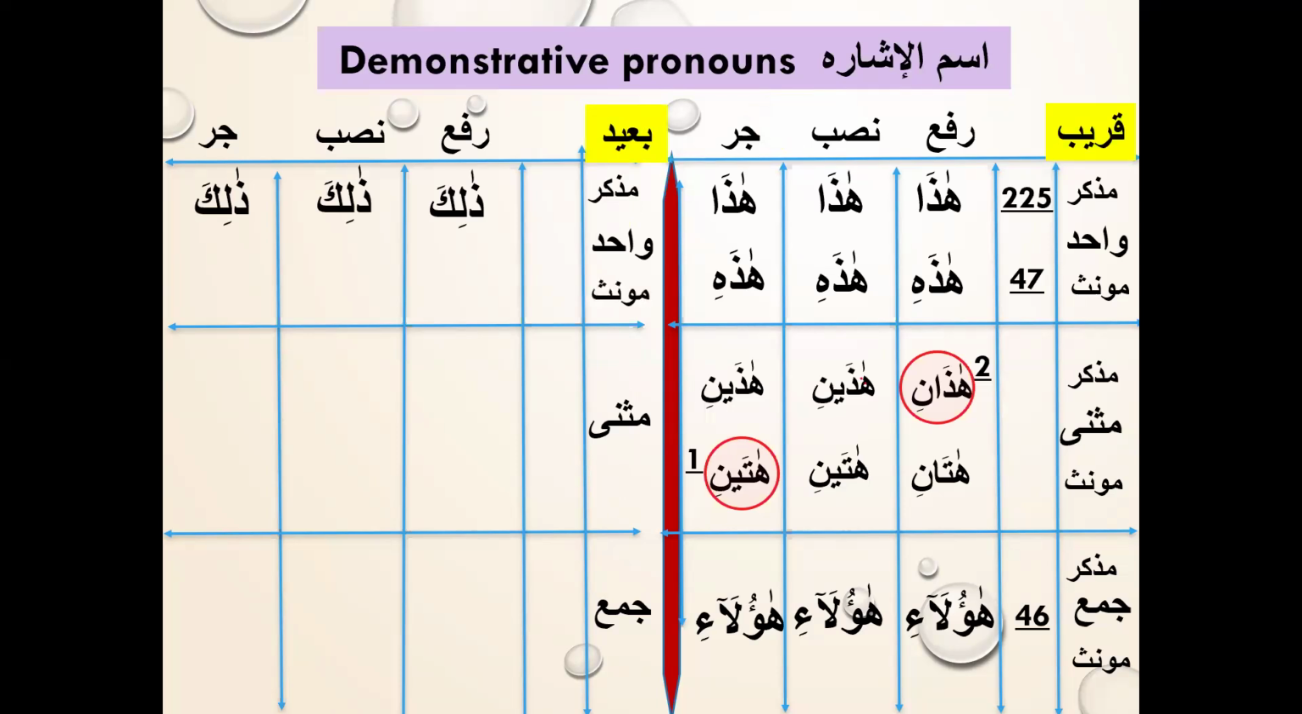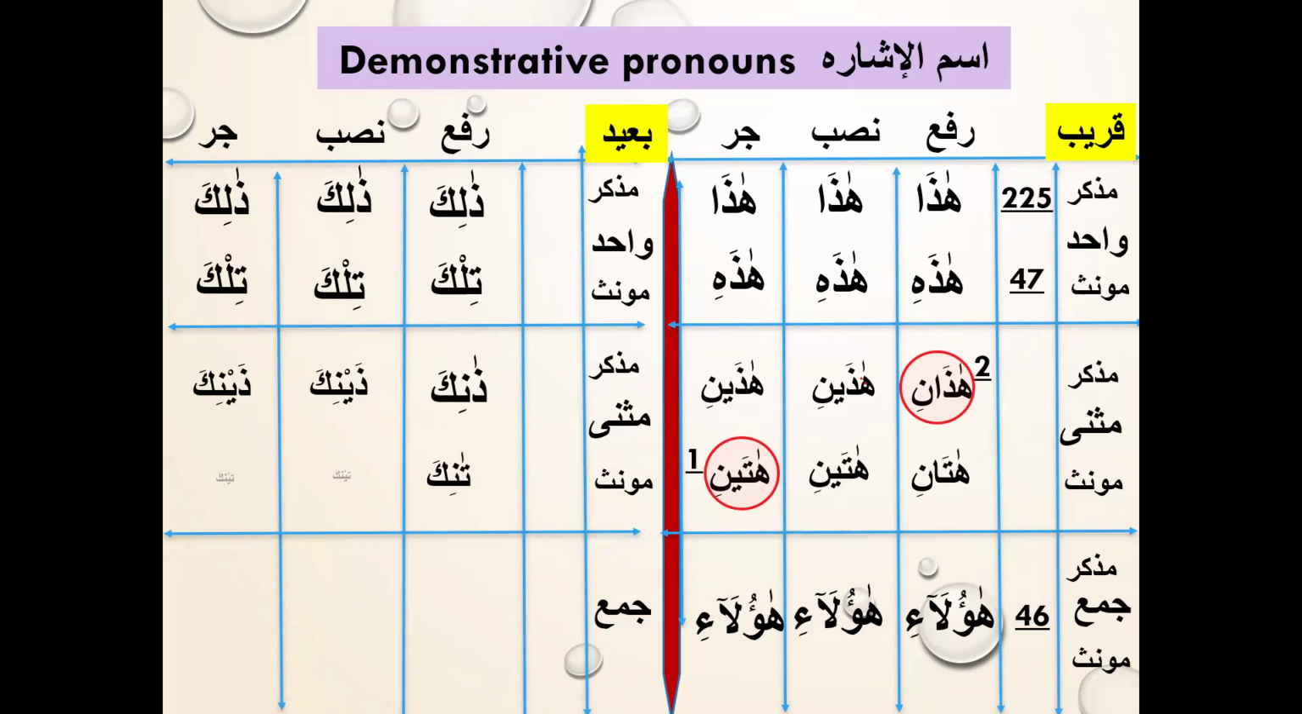And for the wahid muannas, the singular feminine, it is tilka. Tilka for all rafa, nasab, jar states, because it's mabni. And for the musanna, the dual masculine, we will use the word zanika, zainika. And for muannas, we use the word tanika, tainika. And I will show you how many times it's used in Quran and which number.